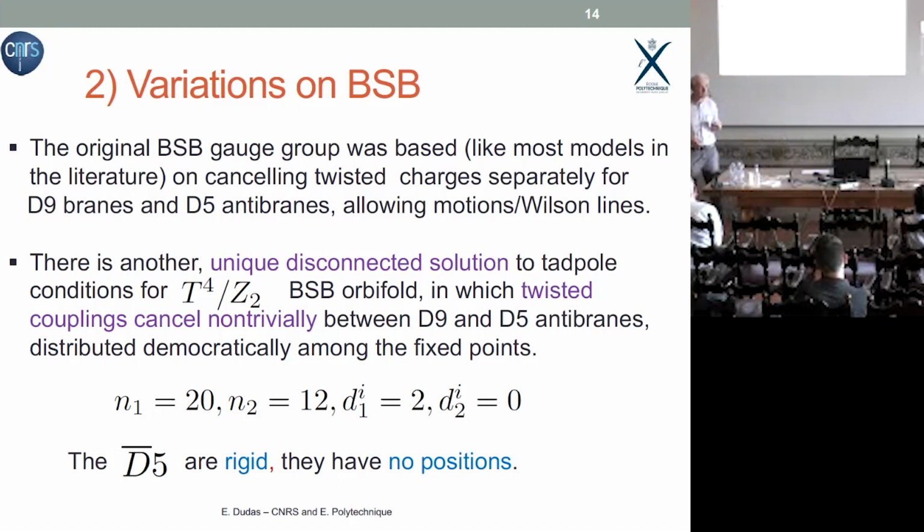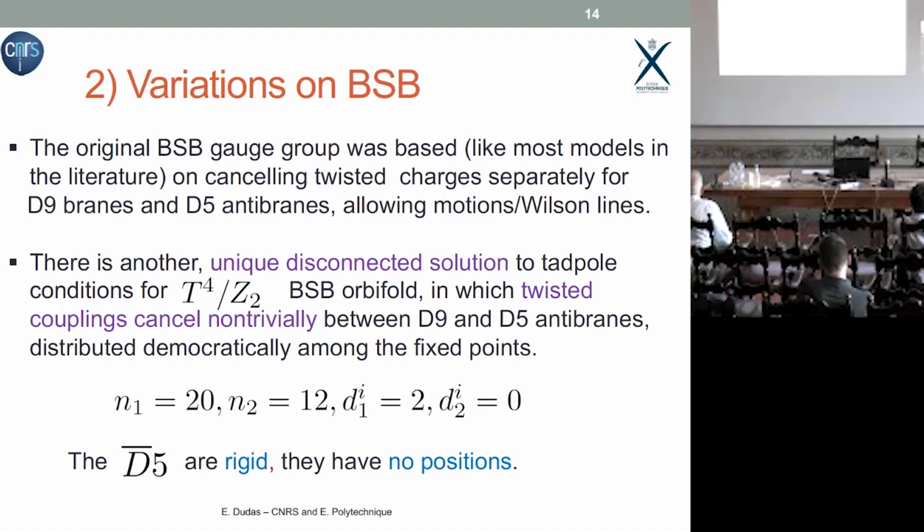coming from D9 branes. The 5 branes, these ones had the charge minus 4, and this one had a twisted charge plus 4. The only way to cancel this, and keeping the fact that the total number of branes is 32 here, 32 here, is to put 2 anti-5 branes of charge minus 4, if you want, in each fixed point. So we have to distribute them really 1 per fixed point, and this is the unique solution. You cannot do anything else in this case.